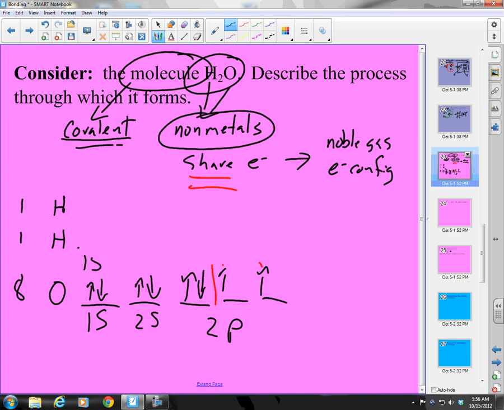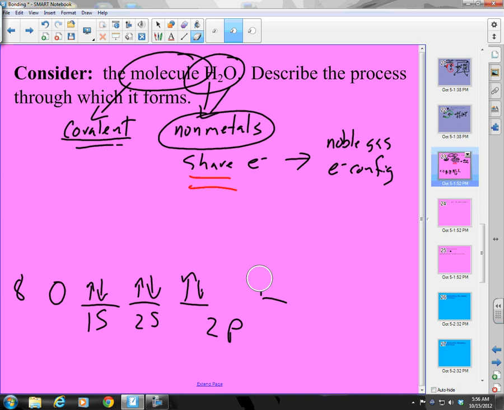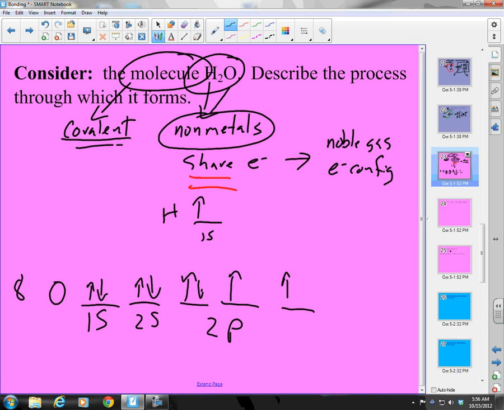So let me beautify this here. I have 1 electron here, and here I'm going to move this. Oh yeah, this is going to be cool, right? Everything's cool in chemistry. Good. Here we go. I'm going to put 1 hydrogen here, and it has a 1s. So here's my 1s, and there's an electron. And I'm going to put my other hydrogen here, and it has a 1s.